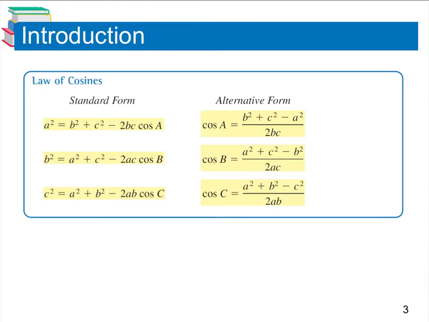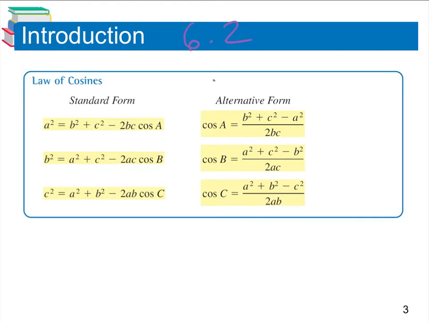Alright, so on Monday in 6.1 we learned about the law of sines. Now we're going to deal with the law of cosines. So 6.2 is the law of cosines. These are two formulas. We have the standard form and the alternative form.